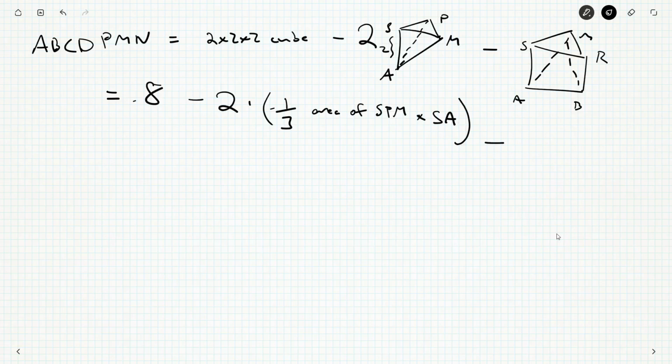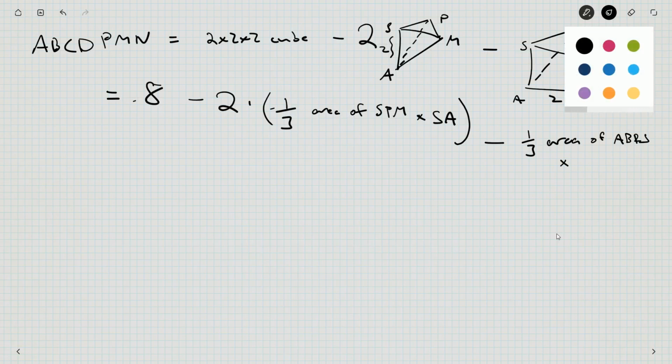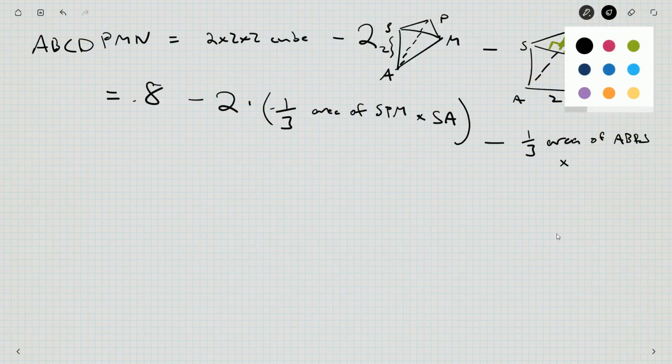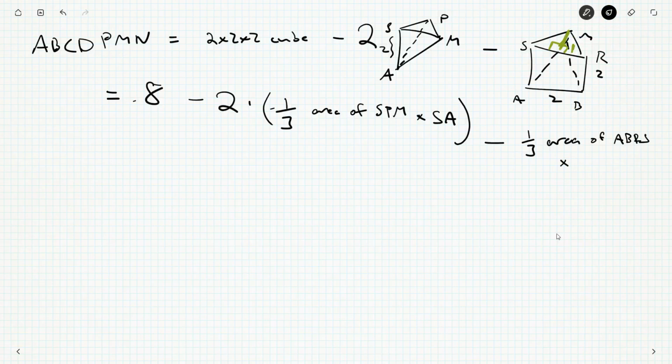And then it's a pyramid, so again, 1/3 area of the base, so area of ABRS, which isn't that bad because it's a 2 by 2 square, times the height. Using the fact that M is on the side here, which I should probably point out, and we already worked out that that's 1, we'll call that point T. Times MT. This should work out for us.